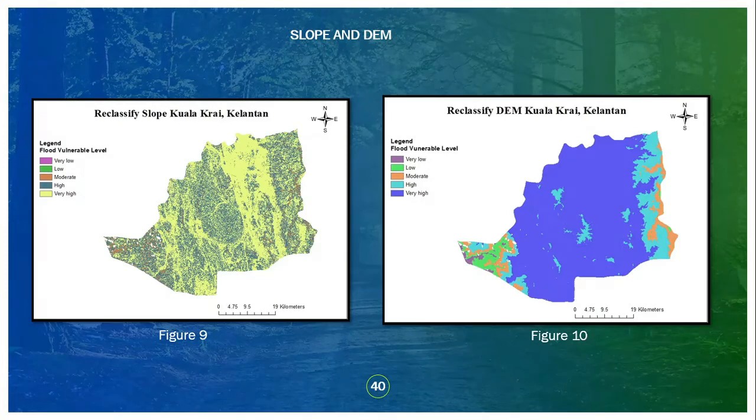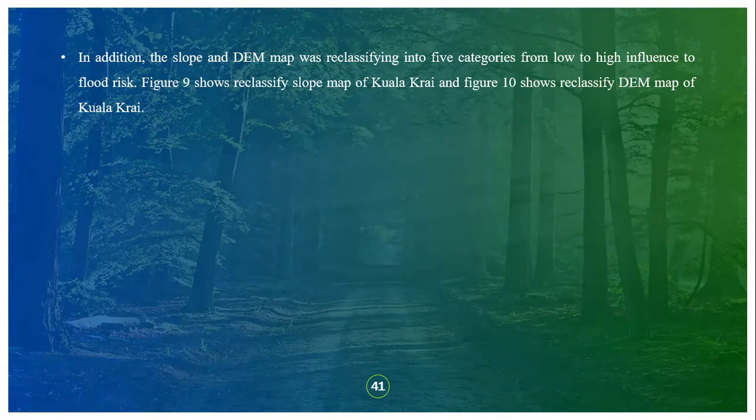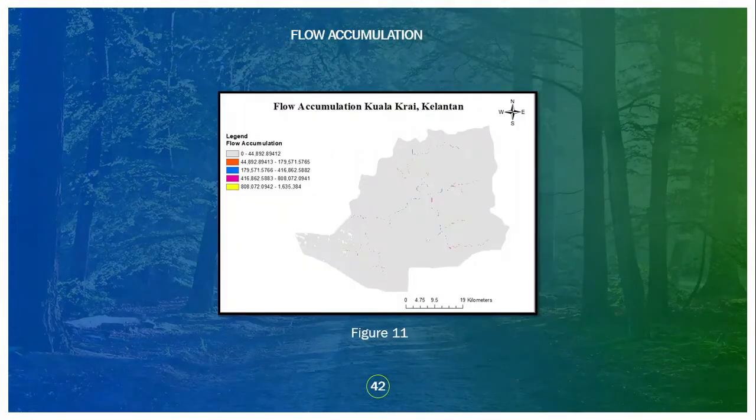Reclassify of slope and DEM. In addition, the slope and the DEM map were reclassified into 5 categories from low to high influence to flood risk. Figure 9 shows the reclassified slope map of Kuala Krai, and Figure 10 shows the reclassified DEM map of Kuala Krai. Flow accumulation.